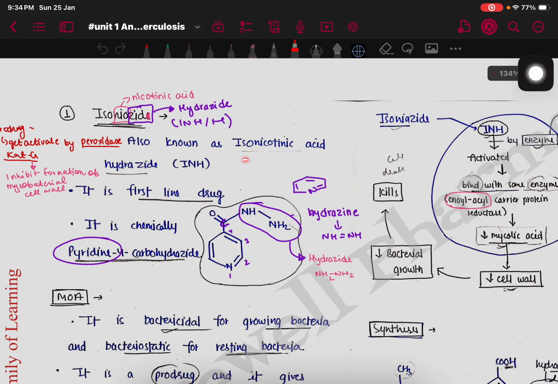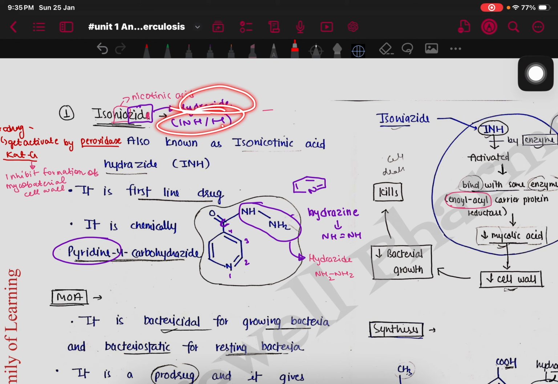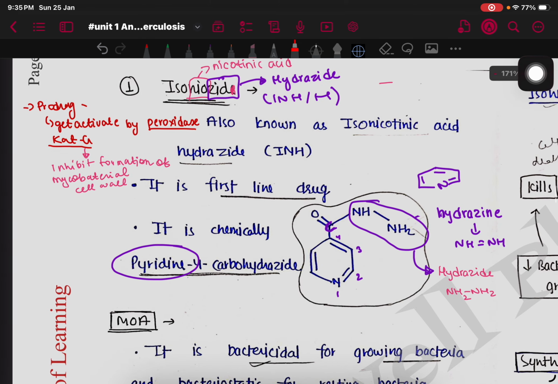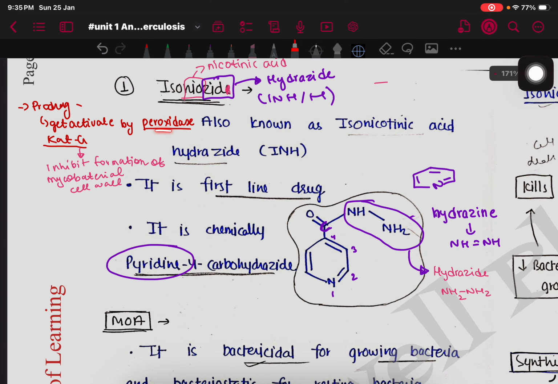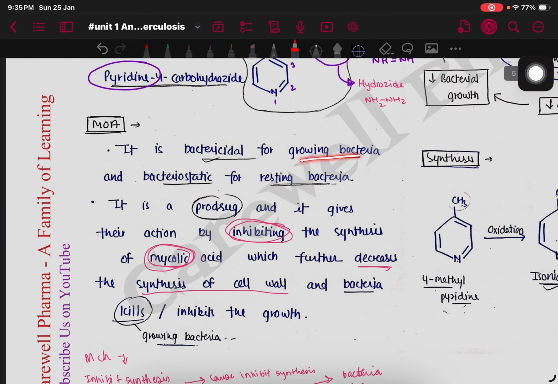Isoniazid is also known as isonicotinic acid hydrazide, with the symbol INH, H for hydrazide. It is a first line drug with a pyridine structure, then a CO and then NH2, with hydrazine, like NNH. It is a prodrug. It is activated by the peroxidase KatG and inhibits formation of the cell wall. It is bactericidal for growing bacteria and bacteriostatic for others. Bactericidal means killing, and static means it will stop the growth.